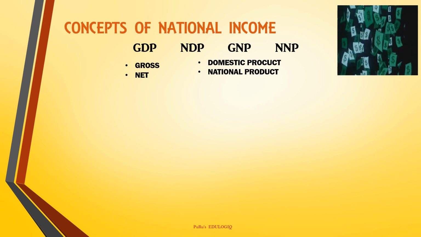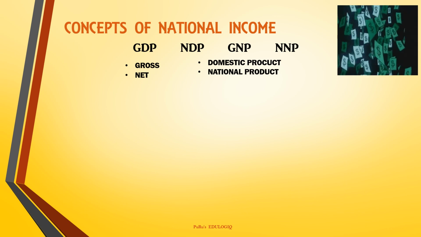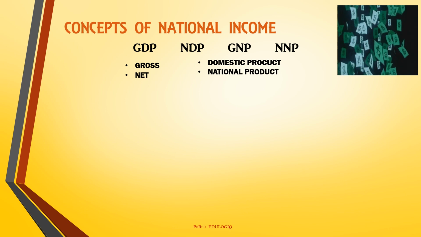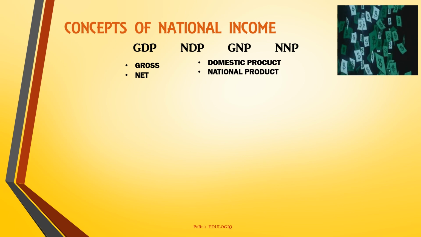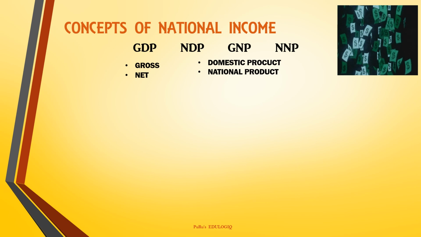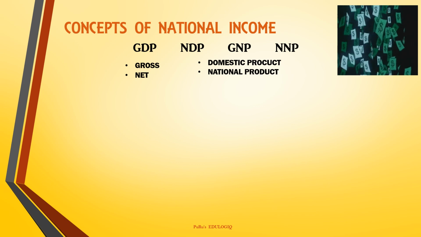When we speak about domestic product, it refers to the total goods and services produced within the country during a year. When I say within the country, it implies the goods and services which are produced within the domestic boundaries of the country. Here we don't include the foreign trade, we don't include the net exports, that is the difference between export earnings and import payments.